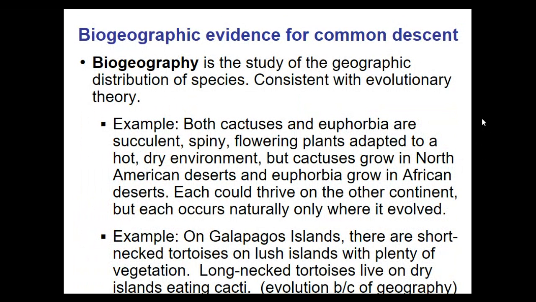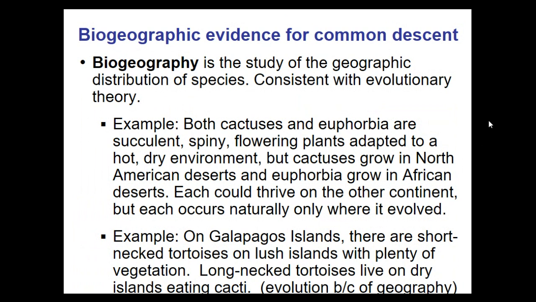More evidence of evolution: biogeography. Biogeography just means where on Earth the species are located, where they occur. And this is consistent with evolutionary theory. So when we observe what kind of organisms live where on Earth, it agrees with the theory of evolution.